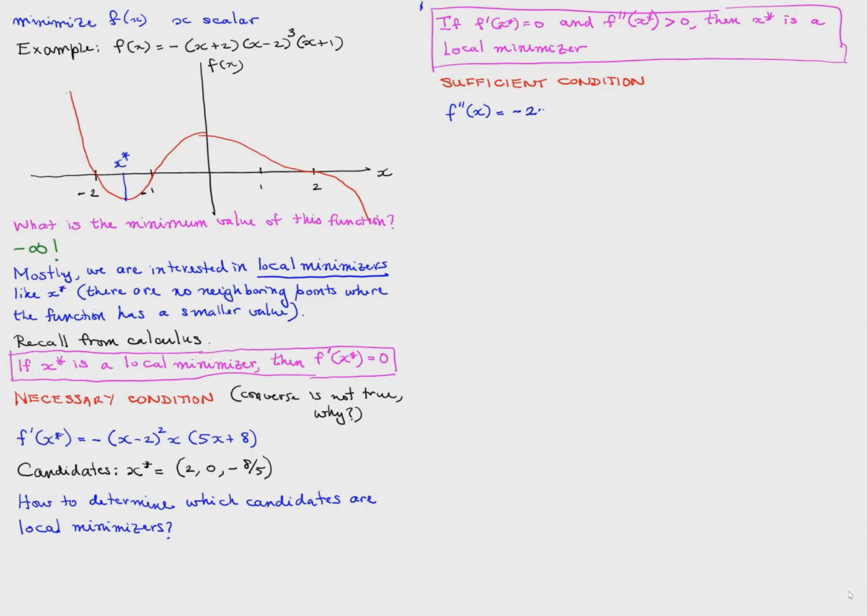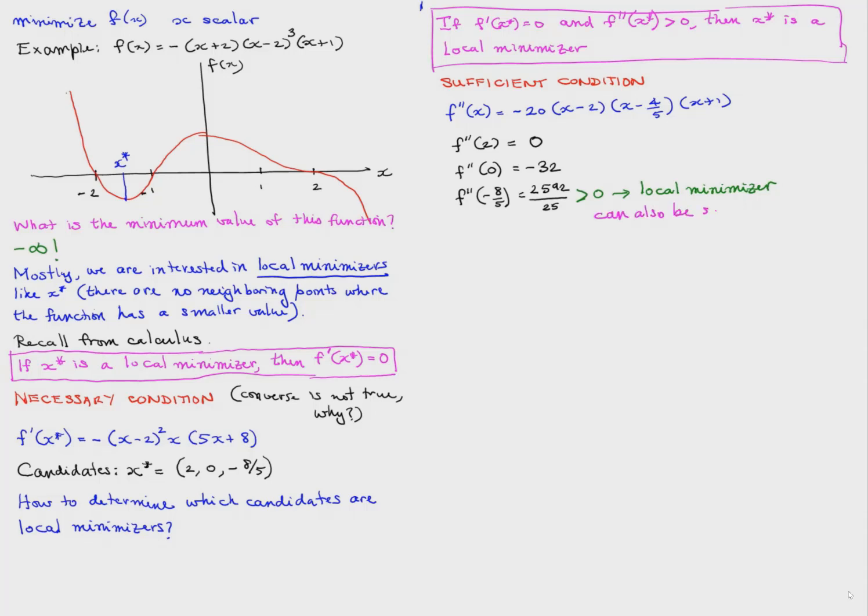So in this example, if we evaluate f double prime of x, that's minus 20 times x minus 2 times x minus 4/5 times x plus 1. So if we evaluate f double prime at our 3 candidate solutions, f double prime of 2 is 0, f double prime of 0 is minus 32, and f double prime of minus 8/5 is positive, which says that minus 8/5 is a local minimizer. We can also see that from the plot.